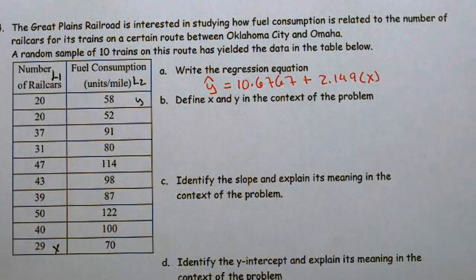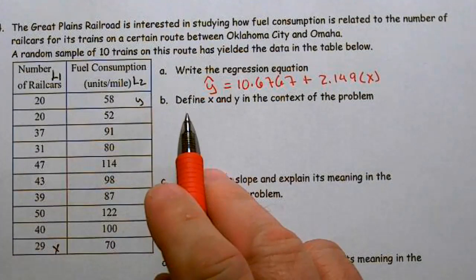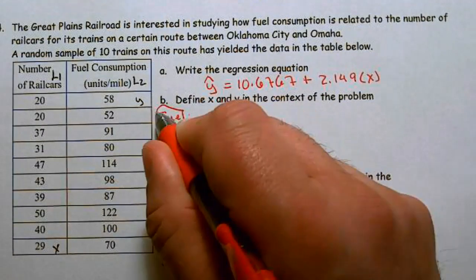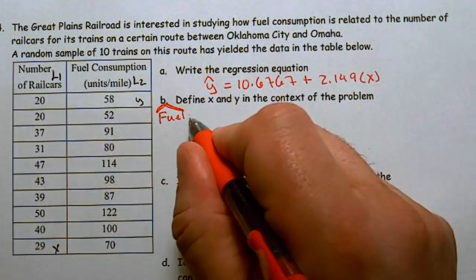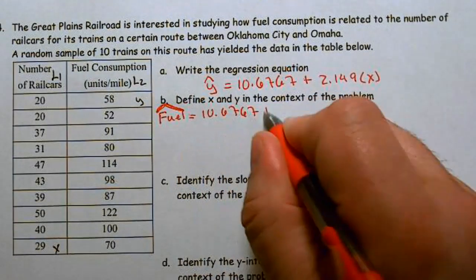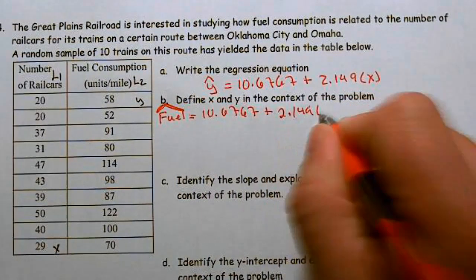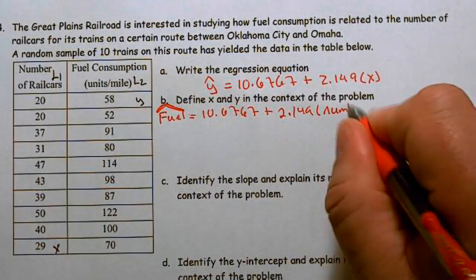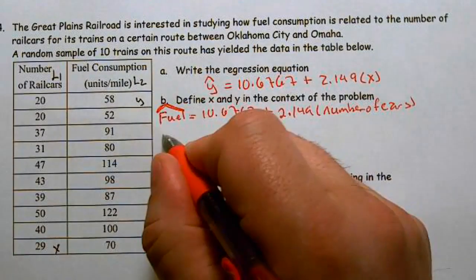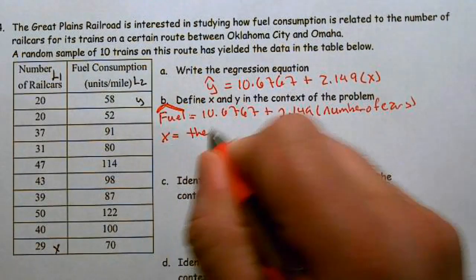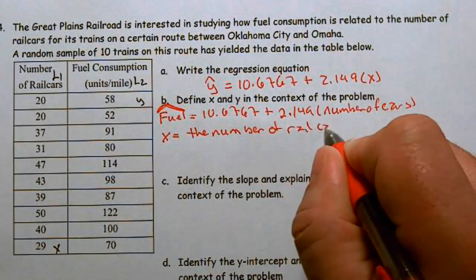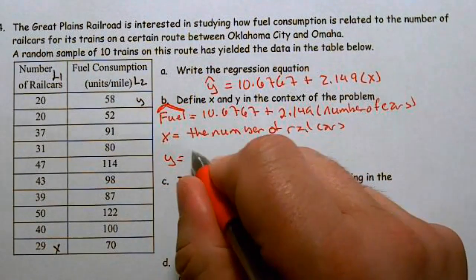Now, I always have to define this, all right? And so there's a couple ways. Another way I could have written this would have said fuel consumption equals 10.6767 plus 2.149 number of cars. If I had done that, I wouldn't have to specifically define it, but I highly recommend it. So X equals the number of rail cars. Y equals the fuel consumption.